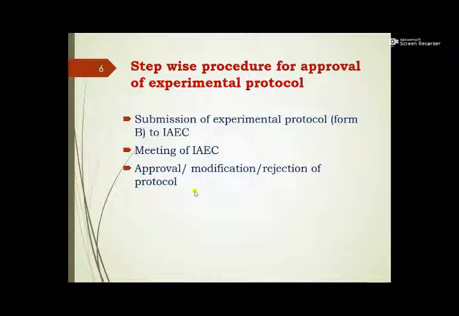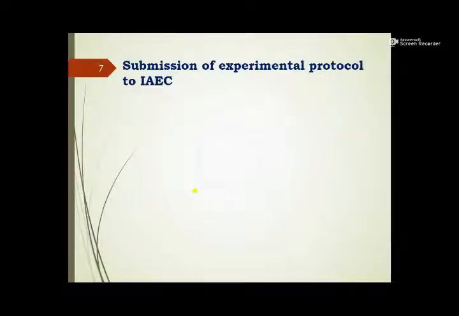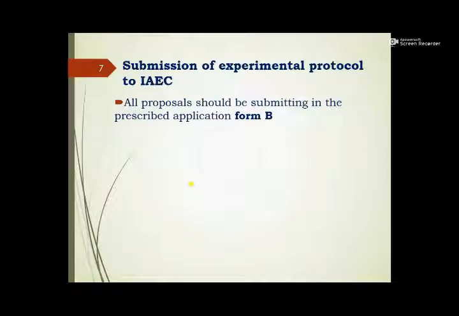So first you have to fill a form called Form B, and submit the filled form to the IAEC. Then the IAEC calls a meeting, and in the meeting it will be decided whether to approve, modify or reject your protocol. So let's take each step individually. First is the submission of the experimental protocol to the IAEC. All proposals should be submitted in the prescribed application, which is called Form B.